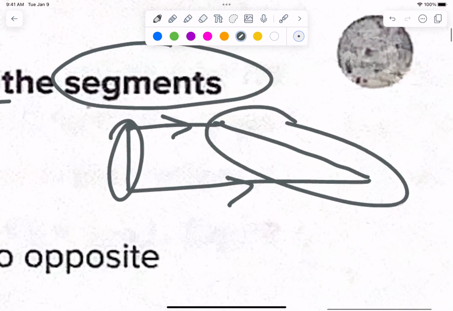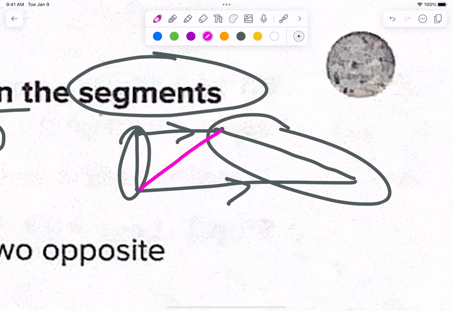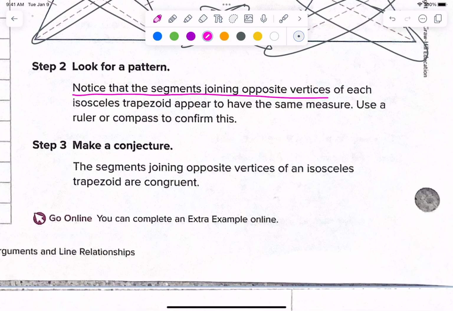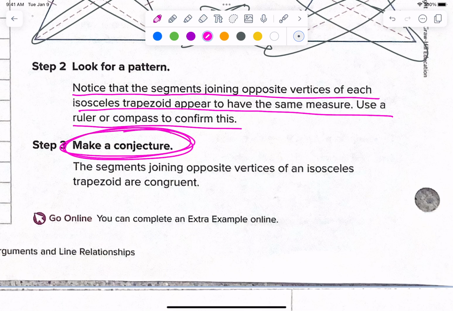Now, if they just would have said a trapezoid, like a regular old trapezoid, these are called diagonals, by the way. Would that diagonal be the same as that one? No, right? We would have to have the 2 sides symmetric, basically, in order for the 2 diagonals to be the same, okay? So, look for a pattern. Notice that the segments joining opposite vertices of each isosceles trapezoid appear to have the same measure. Use a ruler or compass to confirm this. So our conjecture: the segments joining opposite vertices of an isosceles trapezoid are congruent. That means same measure. That's just a conjecture that we're making, a generalized statement about the pattern.